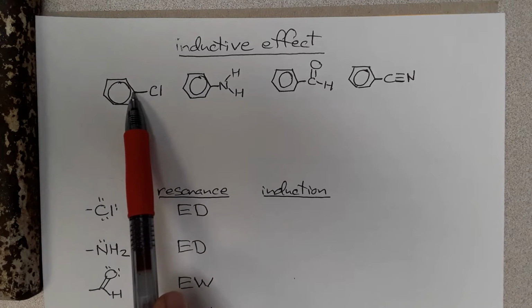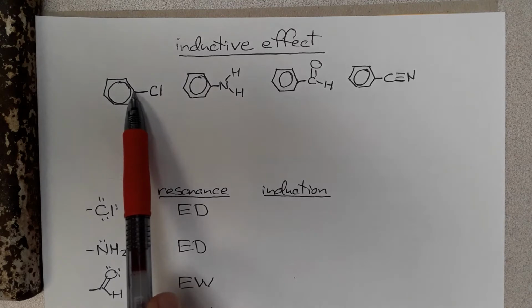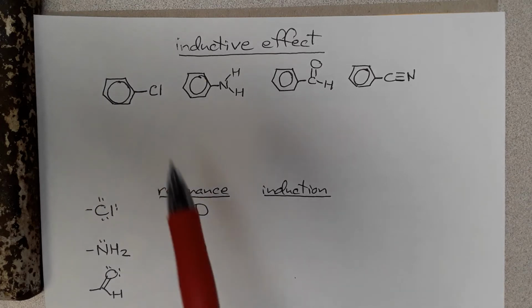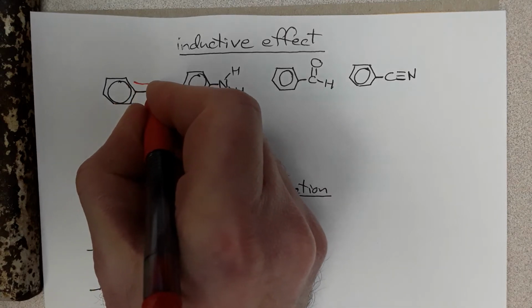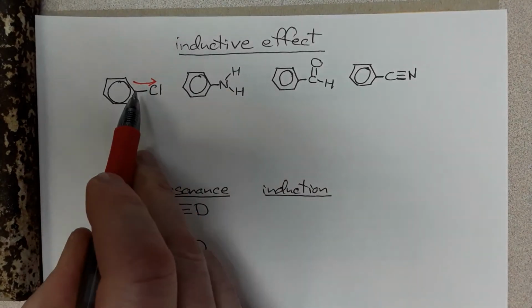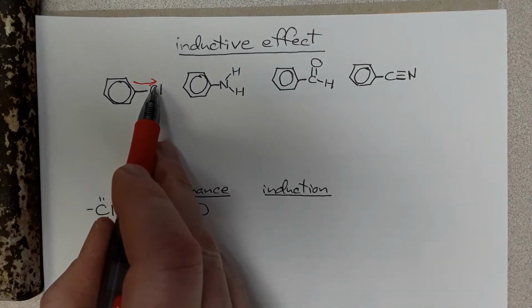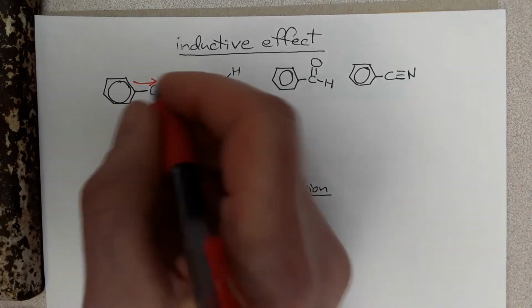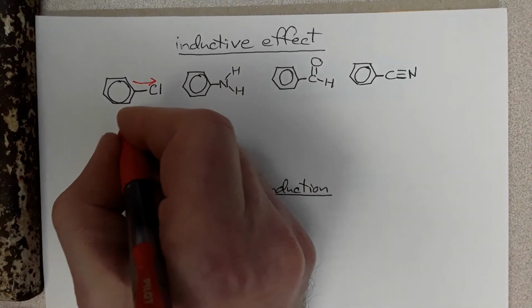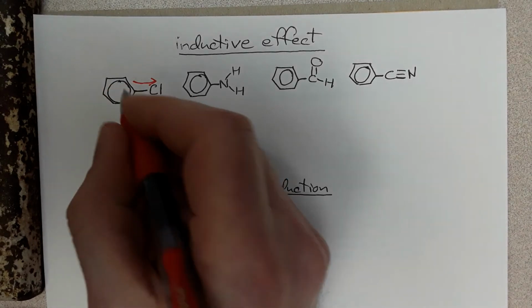If you have a bond and the atoms that are attached to the bond are not equal in electronegativity, excuse me, the electrons are going to be closer to the more electronegative atom. And so the inductive effect of the carbon-chlorine bond is that the chlorine is pulling the electron density towards it, away from the ring. And so by the inductive effect, the chlorine is electron withdrawing, even though by resonance it's donating.